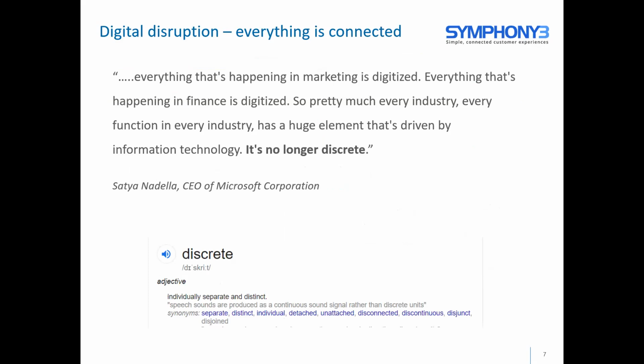So, digital disruption. As I said, I won't harp on it, but I saw this quote from Satya Nadella, the CEO of Microsoft. He's obviously done a remarkable job there turning that organization around. And he was making a comment on digital disruption. Talked about everything being digitized today. So marketing is digitized, finance is digitized. Across every industry, every function is digitized. And obviously all this is driven by information technology and integrated technology. The last sentence, he says, it's no longer discrete. So these systems no longer stand alone. And to me, the opposite to discrete is integrated. So I thought that was a good quote to get us started.